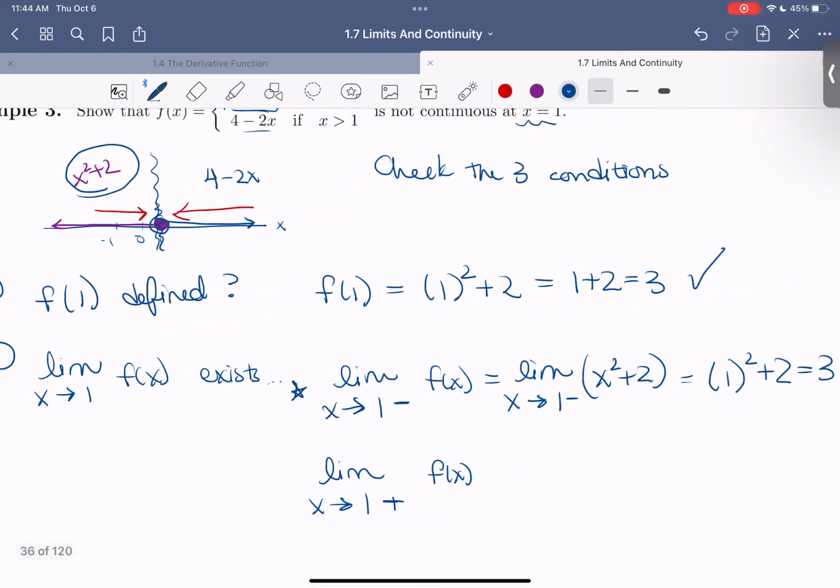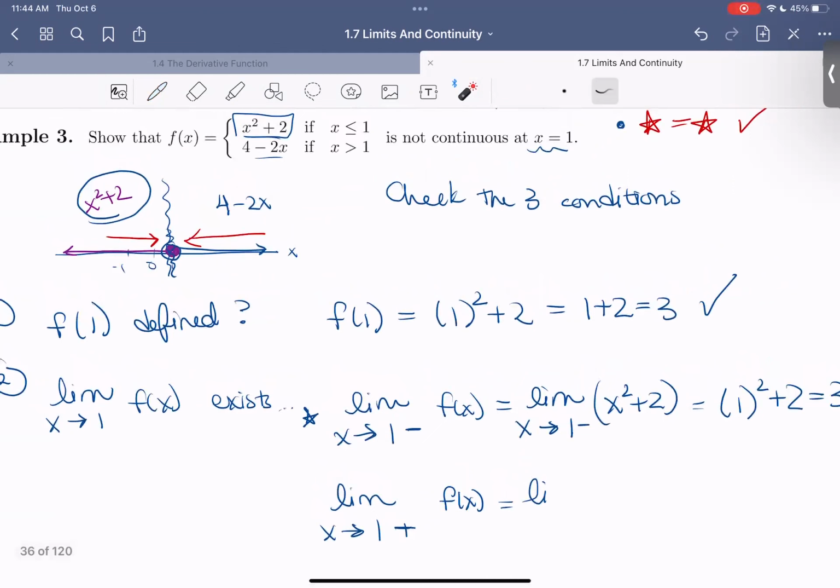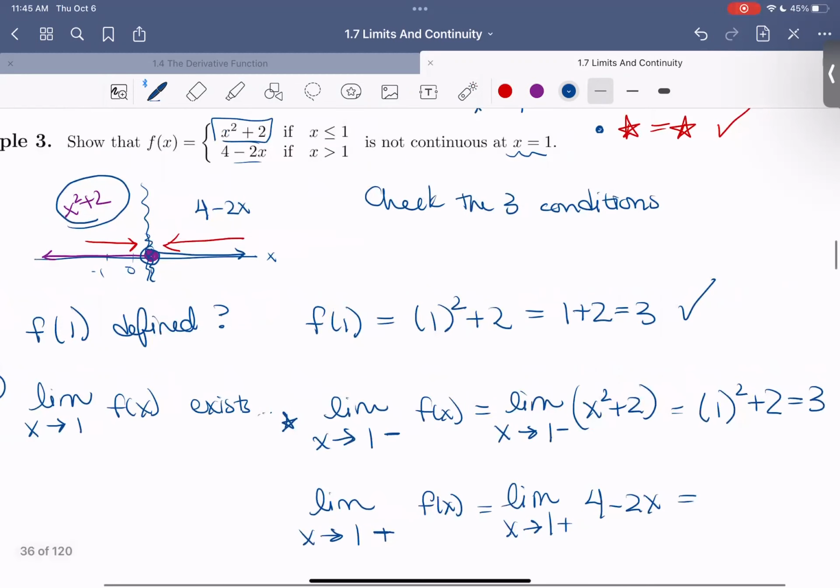Now, as we approach x equals 1 from the right side, we're going to follow the function rule of 4 minus 2x. So that would be the limit as x goes to 1 from the right of 4 minus 2x. For this function, it's also continuous. Recall, we're not using f of x here, we're using this part of f of x. So as x approaches 1, that function is just going to approach 4 minus 2 times 1, which is 4 minus 2, which is 2.